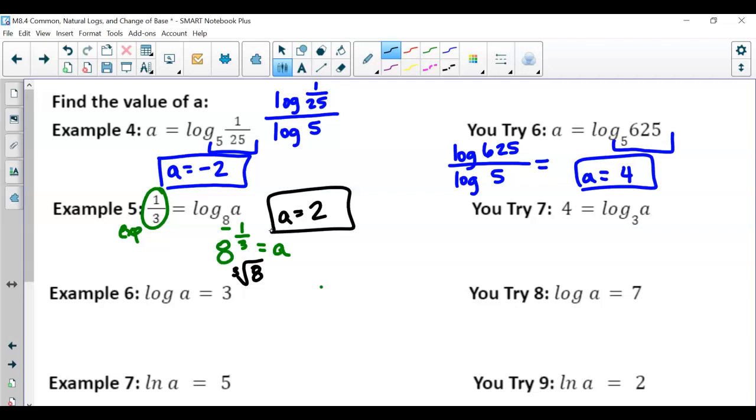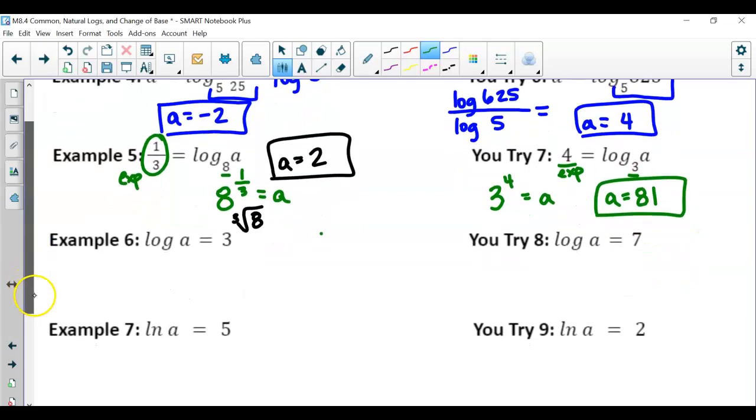And here we go. Again, notice how you can't use change of base because we have the log base 3, but we're missing that value of a. So we can convert this to an exponential. So if my base is 3, I have 3 to the 4th power, right? Because our equation, the log, is always equal to the exponent, which is equal to a. So now 3 to the 4th power is 81. So a is equal to 81.